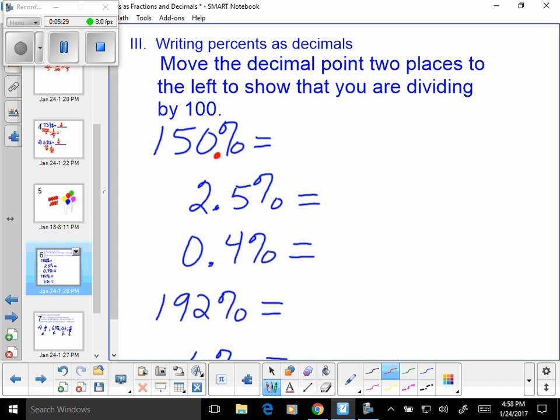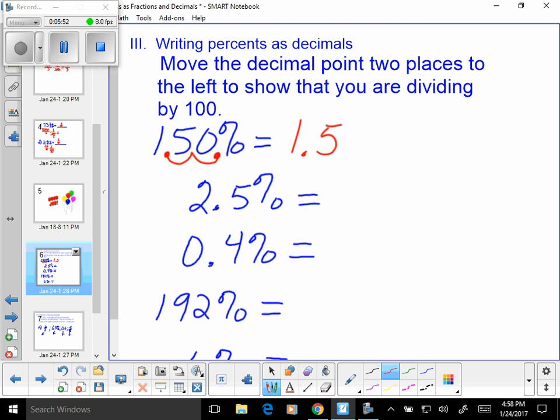And now I want to move that decimal point 2 places to the left. 1, 2. 1.5. That last 0 is not going to change the value. 1.5 and 1.50 are the exact same thing. So I don't write that last 0.